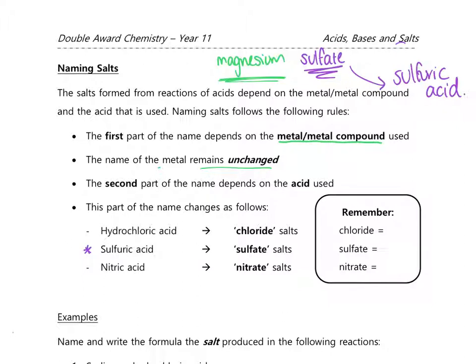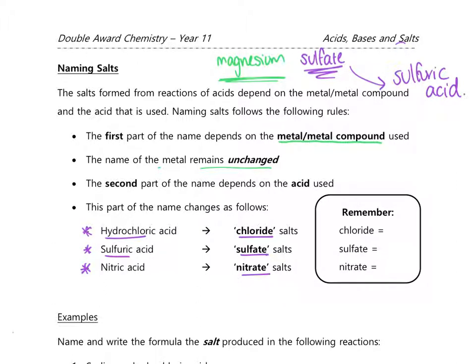Hydrochloric changes to chloride. That's probably the one people mix up most often, because they maybe say hydrochloride rather than just chloride. So hydrochloric changes its ending to chloride. Sulfuric, the second part of the name will be sulfate. And if we use nitric acid, the second part of the name of your salt will be nitrate. So always think of salts as having two names. The first name comes from the metal. The second name comes from the acid.